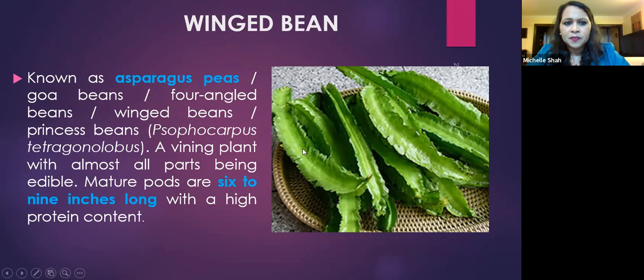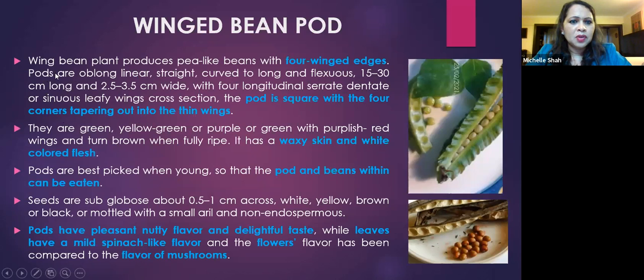The mature pods are 6 to 9 inches long with high protein content. So it has a very odd shape, as you see. And you will see further on the uses of this. The winged bean plant produces pea-like beans with four winged edges.